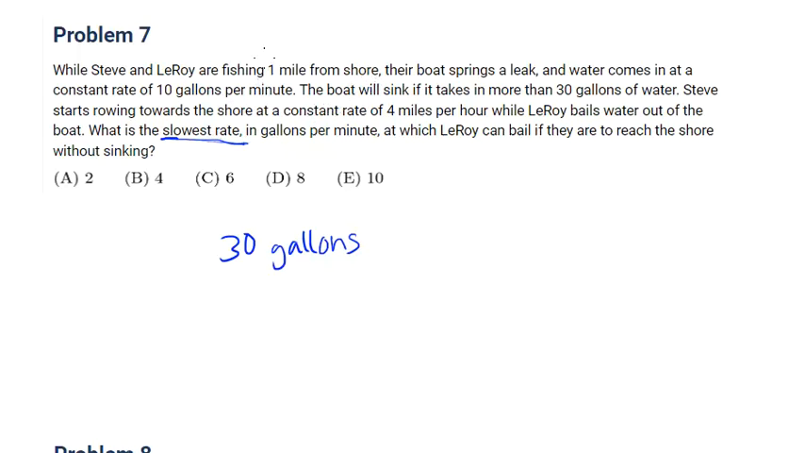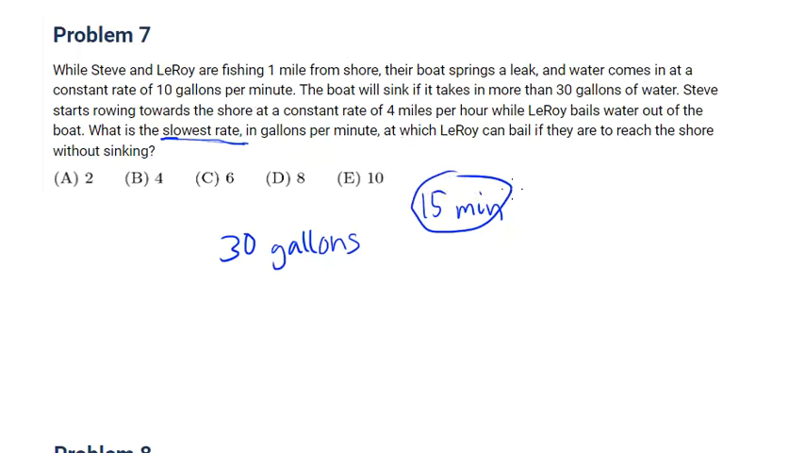Okay, now see. They're fishing 1 mile from shore. They start rowing toward the shore at a constant rate of 4 miles per hour. So 4 miles per hour. Then it's 1 mile per 1/4 of an hour, which is 15 minutes. So it took 15 minutes for them to get to the shore.